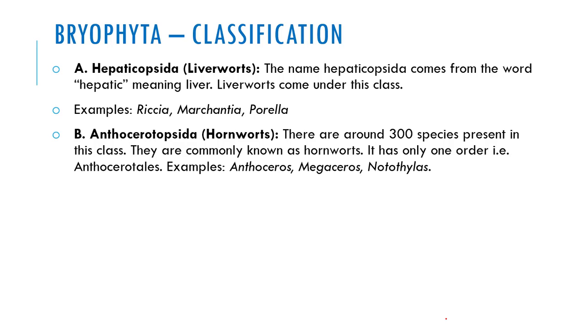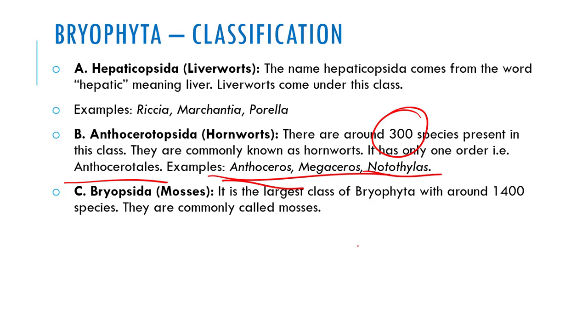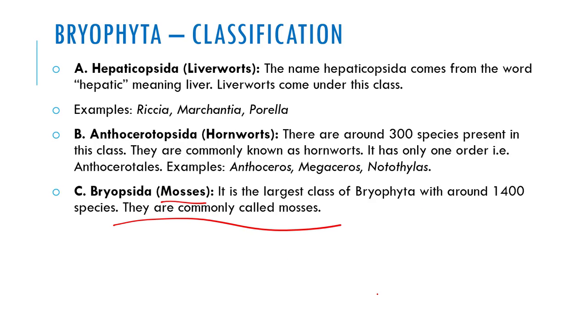Hornworts have only one order, Anthocerotales, with about 300 species. Anthoceros is the famous genus, which we will inshallah discuss in our coming videos, and others are Megaceros and Notothylas. The final one, the largest class of the bryophytes, is Bryopsida, the mosses, commonly known as mosses, like Funaria, Polytrichum, Sphagnum, etc. These are the common mosses.